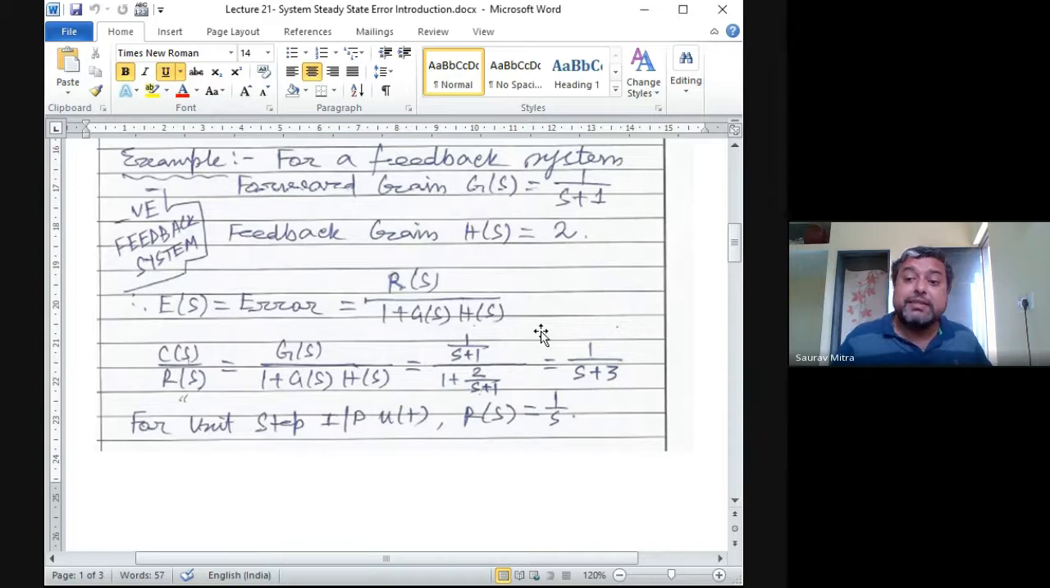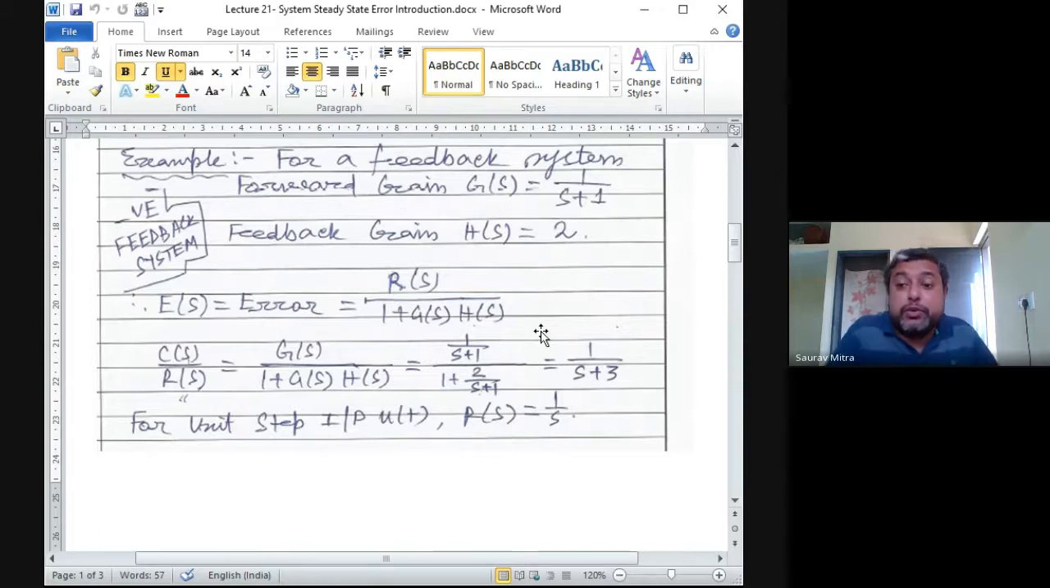What is E(s)? E(s) is the Laplace transform of error. What is G(s)H(s)? G(s) is forward gain and H(s) is feedback gain. G(s) into H(s), what do we call it? It is called open loop transfer function. Last day also you had this confusion. It is a very simple thing. Try to remember whatever things are being taught. G(s) into H(s) is called an open loop transfer function.